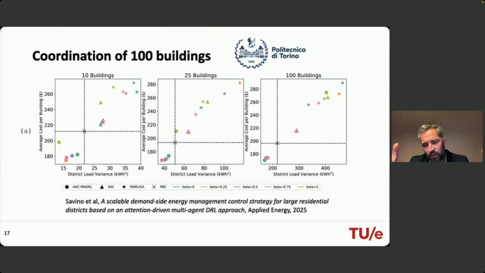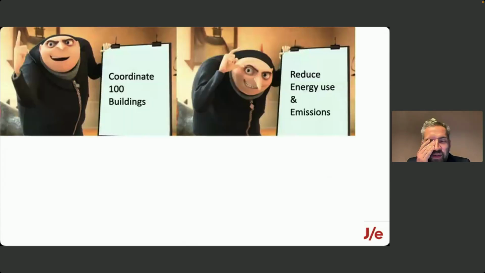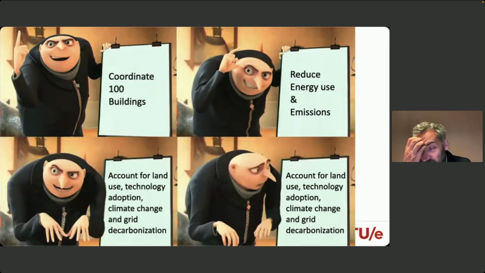So that's one part where everything is connected and one building cannot be looked at in isolation. But as we started looking at this, we're like, okay, so we can coordinate 100 buildings, and we can reduce energy emissions. All of the examples I showed you reduce emissions, reduce energy, reduce the ramping on the grid, reduce peak load, everything's awesome. But then you're looking at neighborhood scale and larger neighborhoods, half a city, and all of a sudden other things are also important.